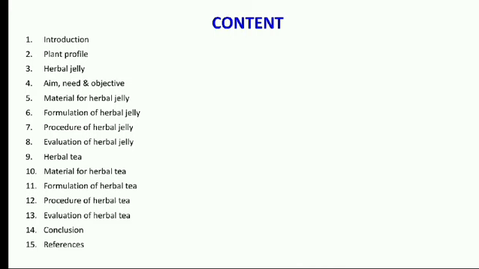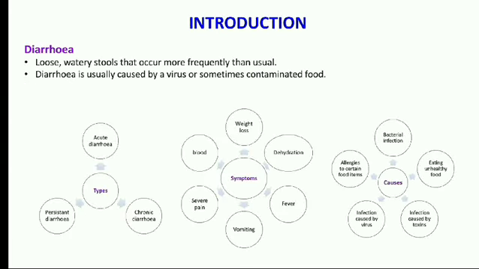Contents of this presentation. Diarrhea is a loose, watery stool that occurs more frequently than usual, and it is usually caused by virus or sometimes contaminated food. Types of diarrhea are acute, chronic, and persistent diarrhea. Some symptoms are weight loss, dehydration, fever, and it is caused by bacterial infection, eating unhealthy food, etc.